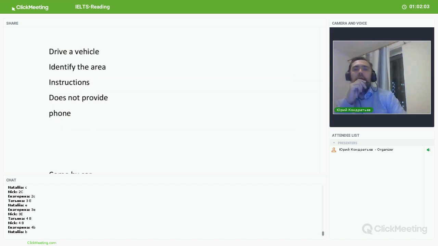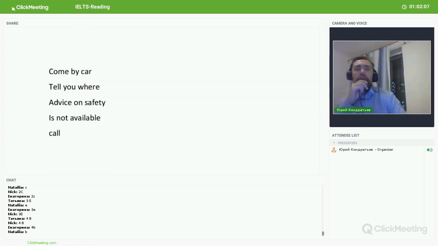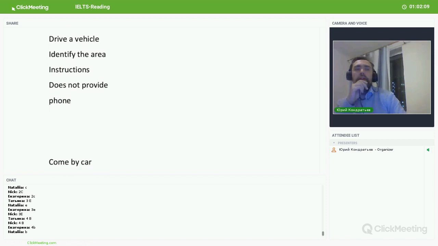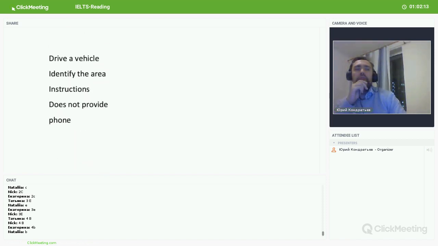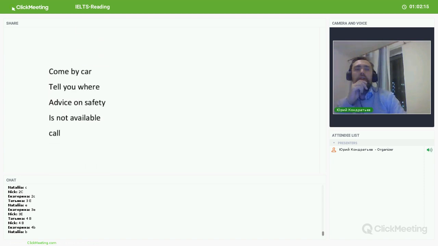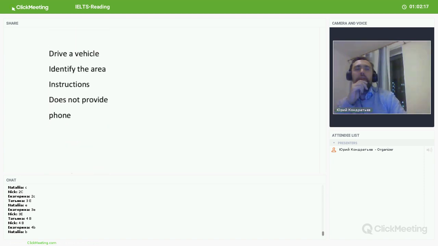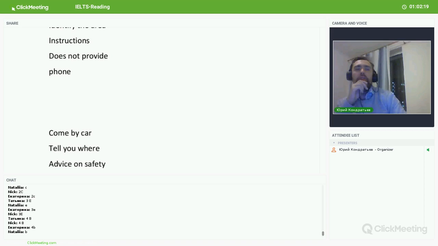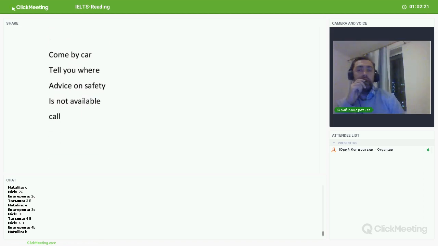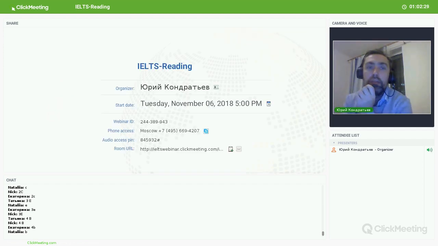That's right. Okay, so that's to drive a vehicle. That's come by car. Identify the area. That's tell you where. Instructions. Oh, that's advice on safety. Does not provide, is not available, and phone call. These are synonyms from real IELTS tests. Right. Do you have any questions for me about the reading module?